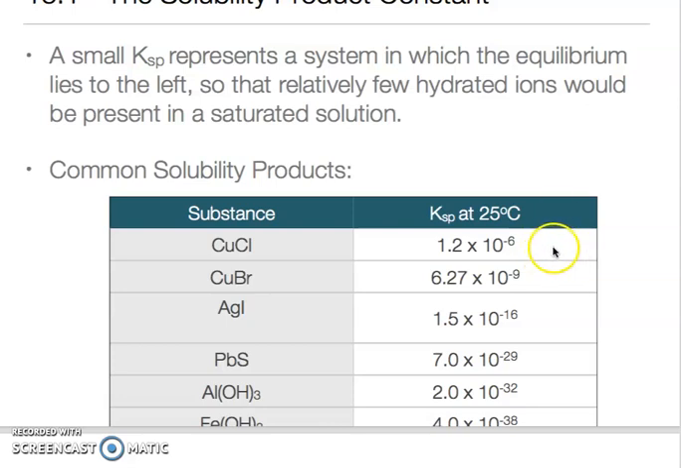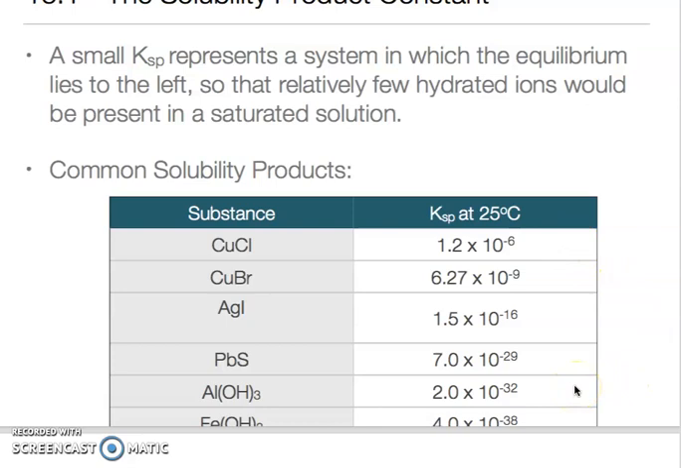Let's compare a couple of these. Let's compare my copper 1 chloride and my aluminum hydroxide. My aluminum hydroxide has a KSP of 2 times 10 to the negative 32. And my copper 1 chloride has a KSP of 1.2 times 10 to the negative 6. If we are looking at the concentration of my products over reactants, the larger the KSP value, in this case copper 1 chloride, the more likely that salt is to dissolve in solution. So copper 1 chloride will dissolve in solution more so than aluminum hydroxide.